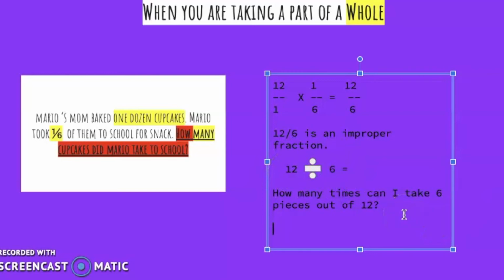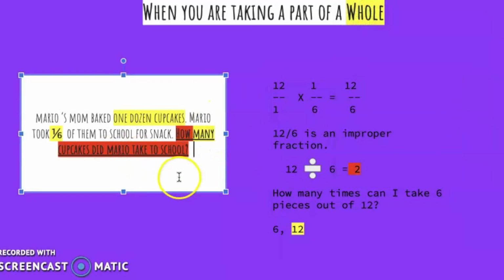Well, I'm going to do my t-chart just like in the other problem. So 6, 12, and I'm going to stop right there because I already have my same dividend in my t-chart. So now I'm just going to count how many times I could take 6 pieces out of 12? Well, 1, 2. So my answer, guys, is 2.